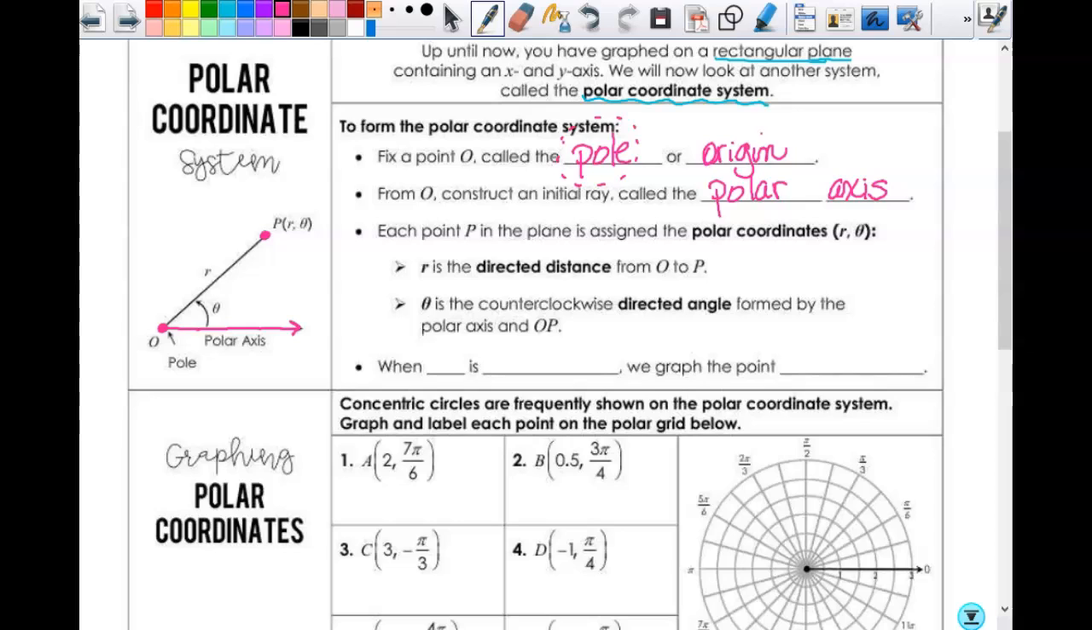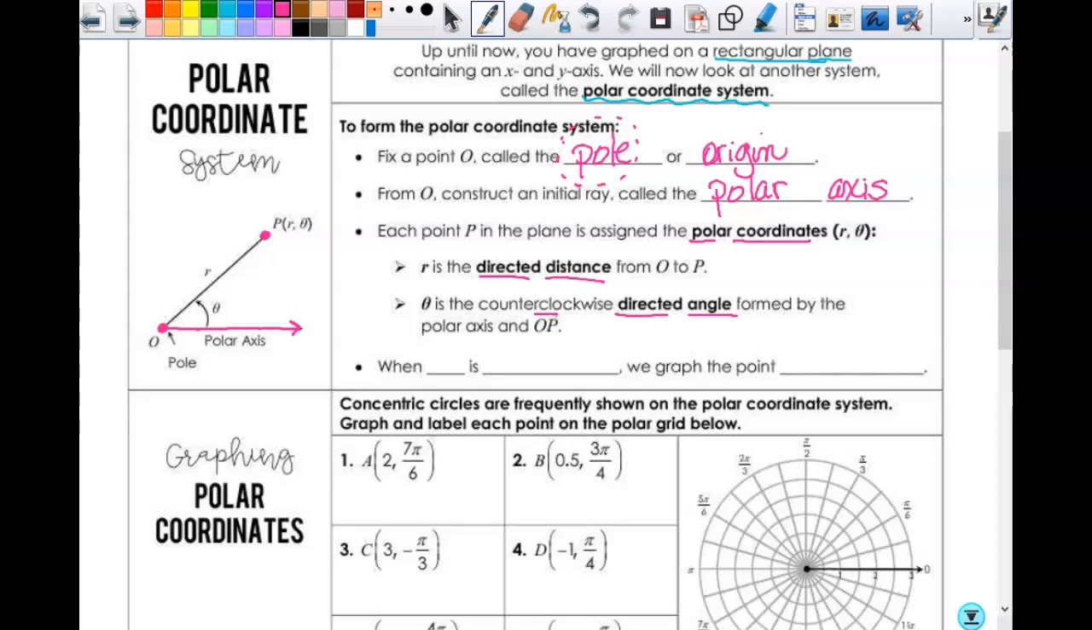All right, so each point P in the plane is assigned a polar coordinate. So instead of x, y, your ordered pairs are r, theta. Okay? R is the directed distance. You can think of it like the radius of the circle that you would get if you rotate that point. So R is the distance from O to P, right? And then theta is the counterclockwise directed angle formed by the polar axis and this line segment. And this should have a line segment above it.